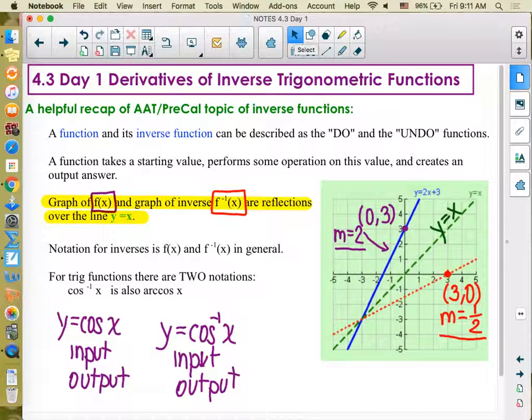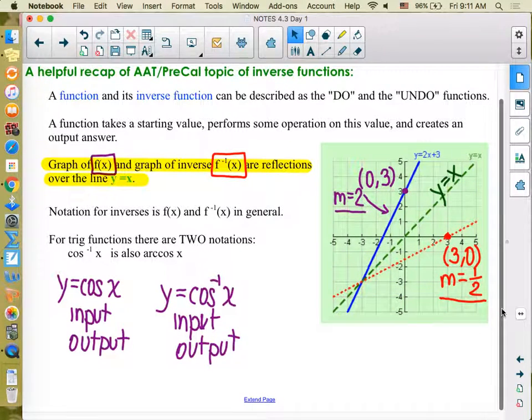So one thing that some calculus teachers talk about is anytime you're talking about inverses, you want to think about ordered pairs on inverses flip. So (0, 3) becomes (3, 0) on its inverse, and their slopes are reciprocals of what they would have been at those points.